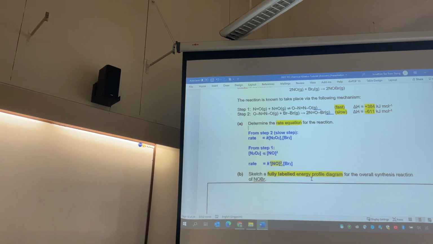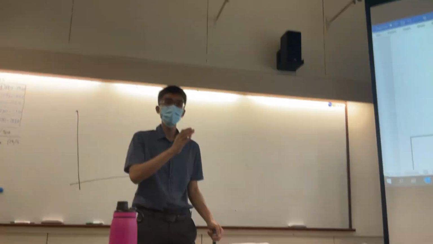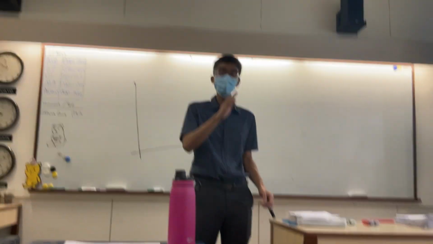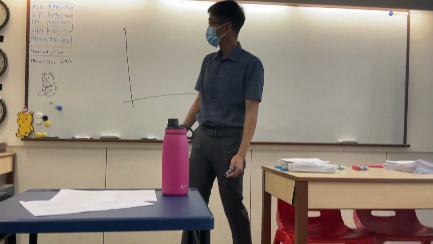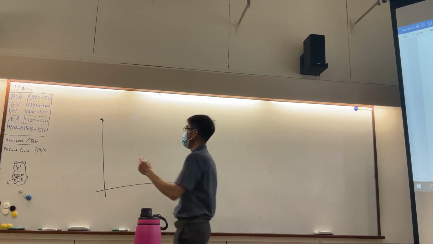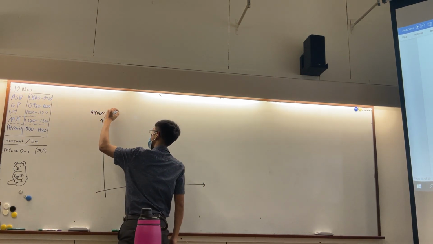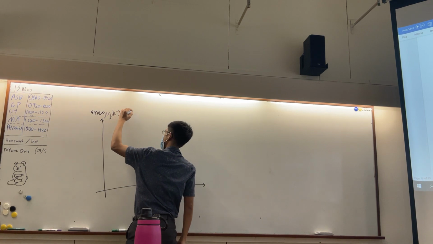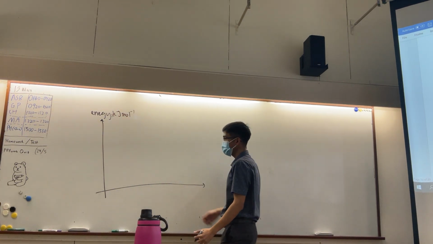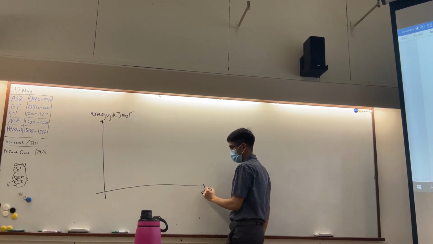Okay, next one we're going to learn how to draw energy profile diagram. Energy profile diagram means you are going to show how the energy changes as the reaction progresses. So can you tell me what is the y-axis first? Energy. And what is the x-axis? Progress of reaction.